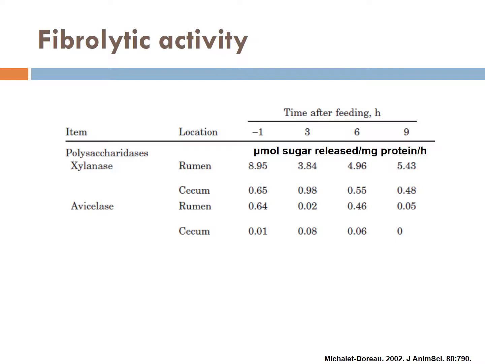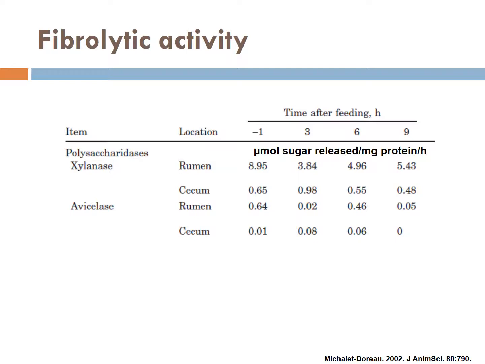These data show fibrolytic activity in the rumen and the cecum at various times after feeding. The authors found that xylanase activity, that is, activity towards a purified xylan, was much higher in the rumen versus the cecum, approximately tenfold higher. Avicelase activity is activity towards Avicel, a purified cellulose. It was relatively high in the rumen, but it was almost negligible in the cecum for most time points. These substrates are purified, and they may not resemble that of the native feed, but these are the data that are available.